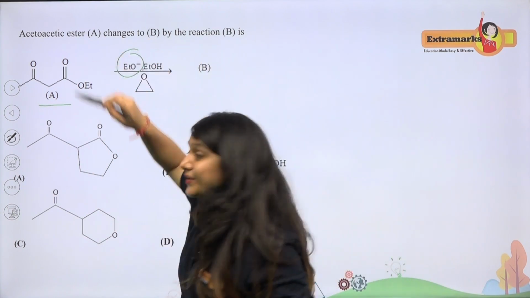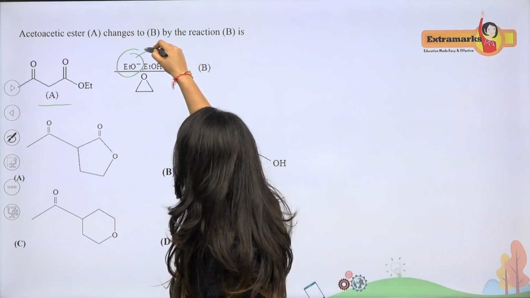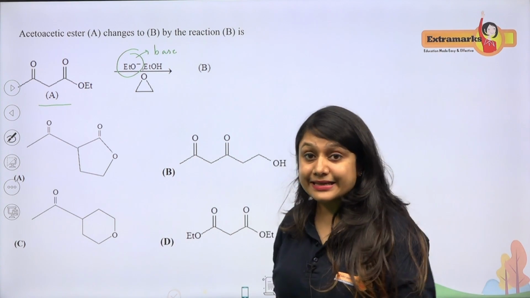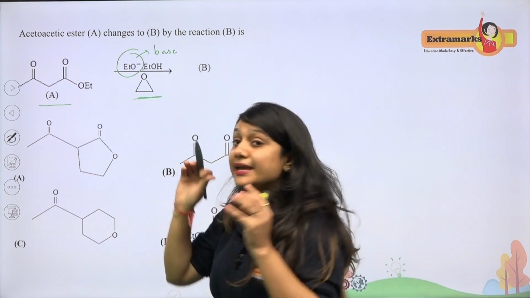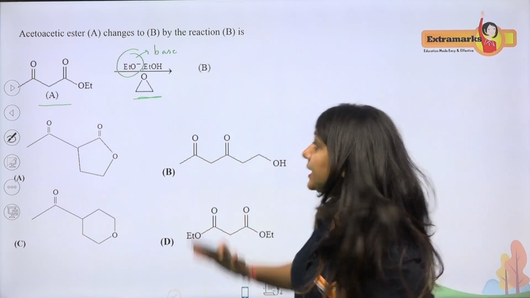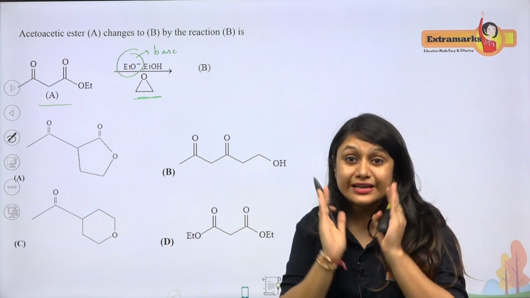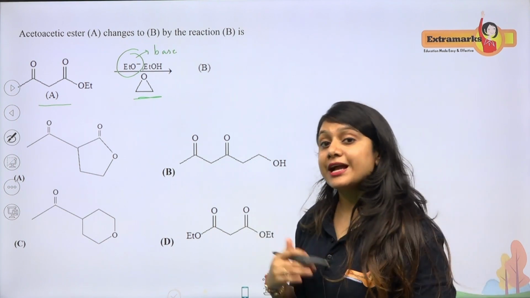presence of this one, EtO minus, EtOH. EtO minus is nothing but working as a base. Okay, and the second condition is that after reacting with this one, we are going to make it react with this particular compound, and the product is going to be formed, B. What is the B out of these all four options? You have to carefully look at what can be the product, how the reaction will proceed.